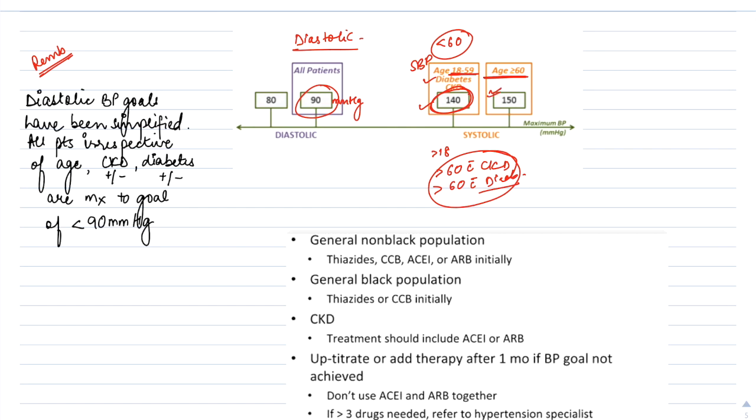So the diastolic BP goals have been simplified, and all patients, irrespective of age, CKD, or diabetes, have to be managed with diastolic BP less than 90 millimeters of mercury.